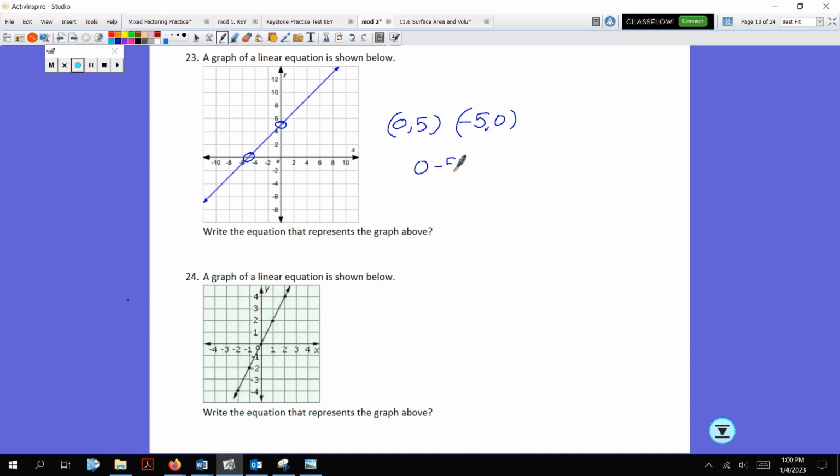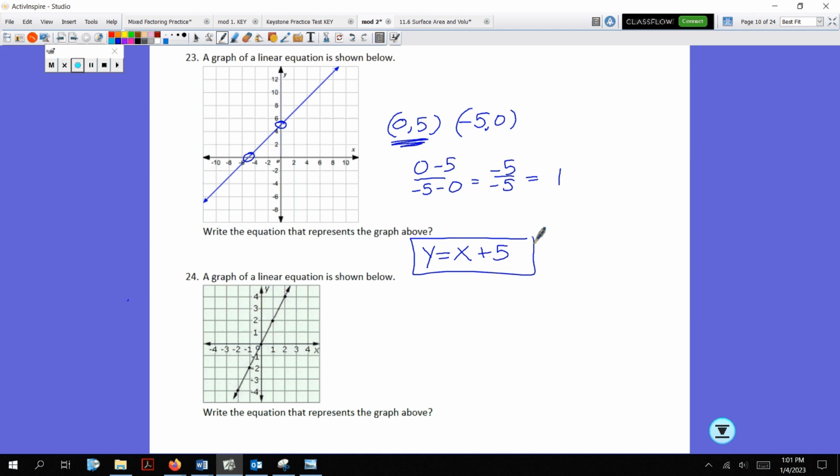So 0 minus 5 over negative 5 minus 0 is negative 5 over negative 5, which is positive 1. That's my slope, positive 1. This is my y-intercept. I don't even need to write an equation. Y equals x plus 5, or 1x plus 5.